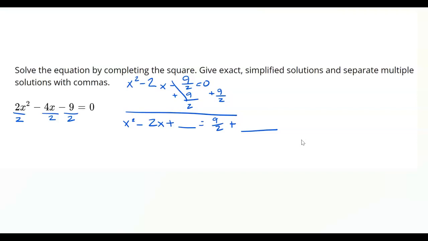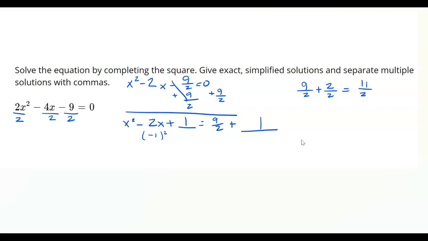So I take half of 2 and square it. Well, half of 2 would be -1. -1 squared is just +1. Add that to both sides. When I add these two together, I need to have a common denominator. So I know 1 would just go to 2 over 2. And so this would become 11/2.